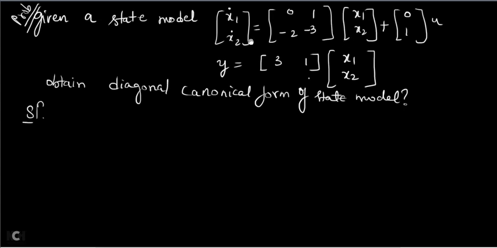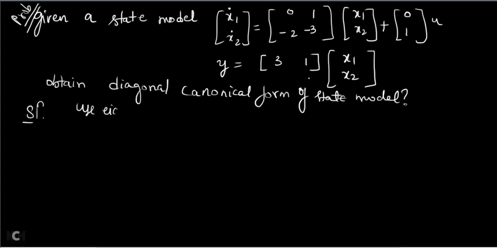Now which method do you have to use? We need to obtain the diagonal canonical form of the state model. In order to get the diagonal form, there are 2 methods: one is the partial fraction method and the other is the eigenvalues method. I told you in the previous note that if the state model is given to you directly, then you have to go for the eigenvalues method. So now I have to use the eigenvalues method.